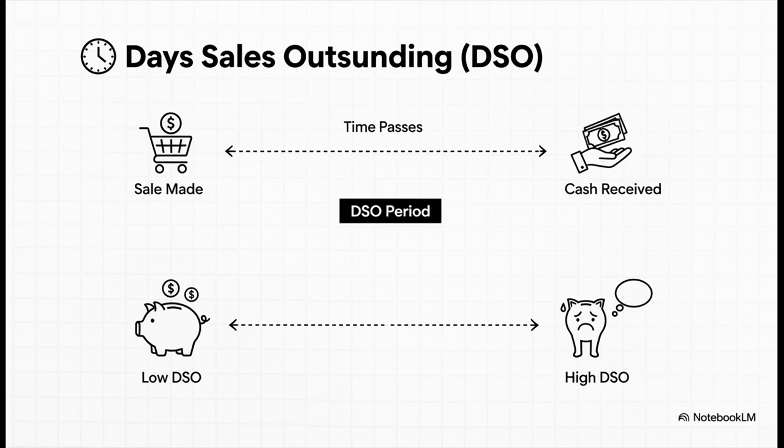Before we even look at a formula, let's just think about this intuitively. DSO, or Days Sales Outstanding, it's just how long you have to wait to get paid. That's it. If you have a high DSO, you're basically acting like a bank for your customers. A lower DSO means you're getting your cash a whole lot faster.